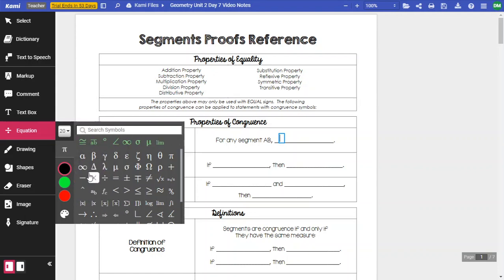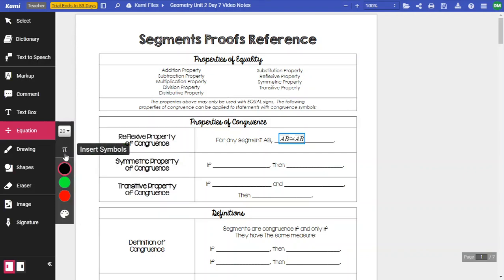Okay, so for any segment AB, the reflexive property of congruence tells us that segment AB is congruent to segment AB. So we're saying that if two segments are exactly the same, or it's the exact same segment, then yes, that same segment is congruent to itself. And believe it or not, this actually does come up a lot. So it's something that we want in our back pocket.